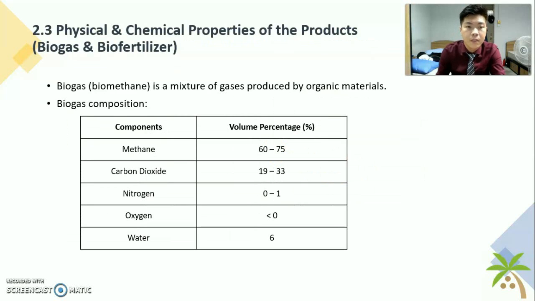Next will be the physical and chemical properties of the products, in this case, which are biogas and fertilizer. So biogas or biomethane is a mixture of gases produced by organic materials. And these biogas compositions are methane with 60 to 75 volume percentage, followed by carbon dioxide with 19 to 33 volume percentage, and nitrogen, oxygen, and water.